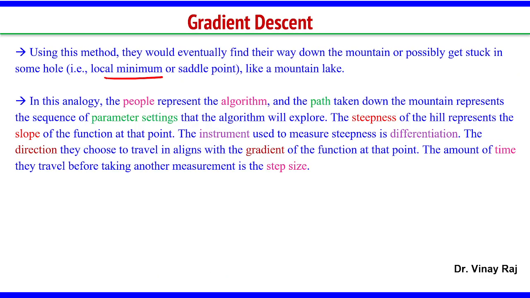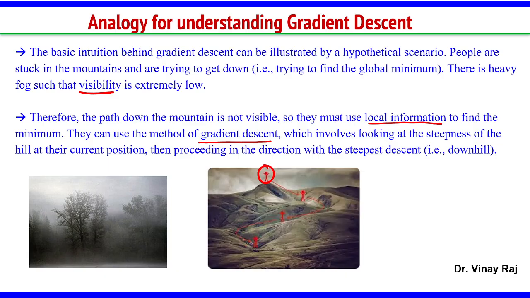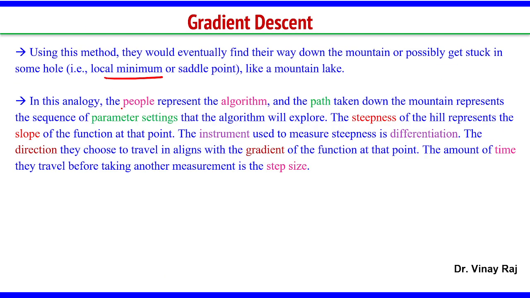So in this small scenario of climbing down the mountain or the hill, it indirectly uses the technique of gradient descent. Why? You see here, the people represent the algorithm. How does the algorithm work? The people represent the algorithm, the path they take represents the parameters, and the steepness of the hill represents the slope of the function at that point.